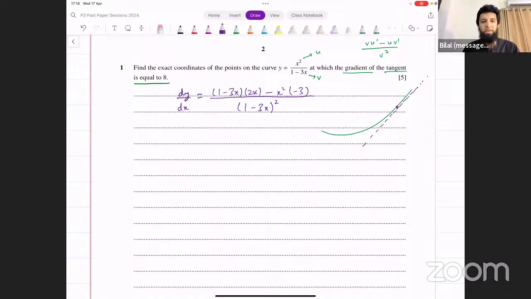Okay. Now, since the gradient is supposed to be equal to 8, we say the derivative represents the gradient function. We put the derivative equal to 8. Okay. And we get this equation. This whole thing equals 8. And from this, we can find the value of x at this particular point. Okay, let's see what this turns out to be.